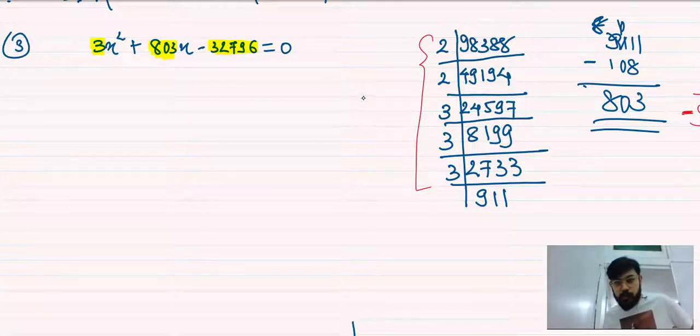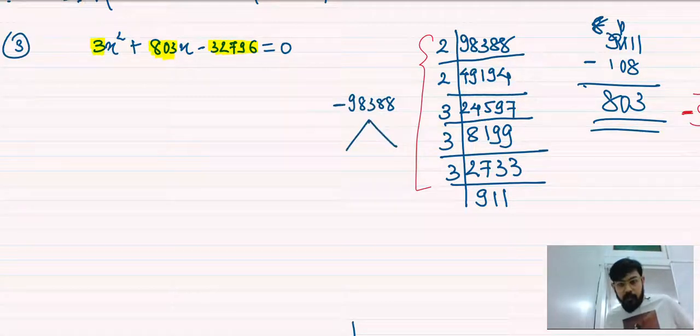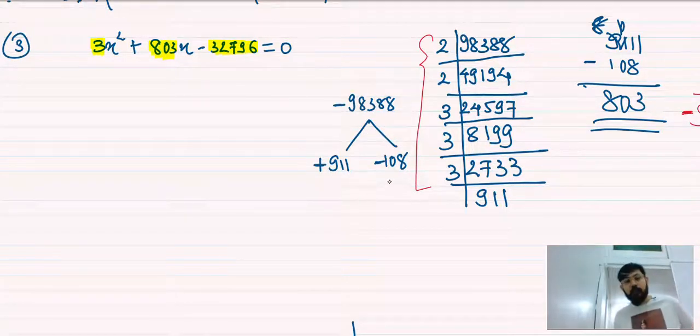Let's show the splitting first separately. 98388, in front of it I'll put a minus sign. The two factors are supposed to be 911 and 108, right? Now, since the middle term has a plus sign, I will give a plus sign to the bigger number, and since the product has a negative sign, I'll give a negative sign to the smaller number.